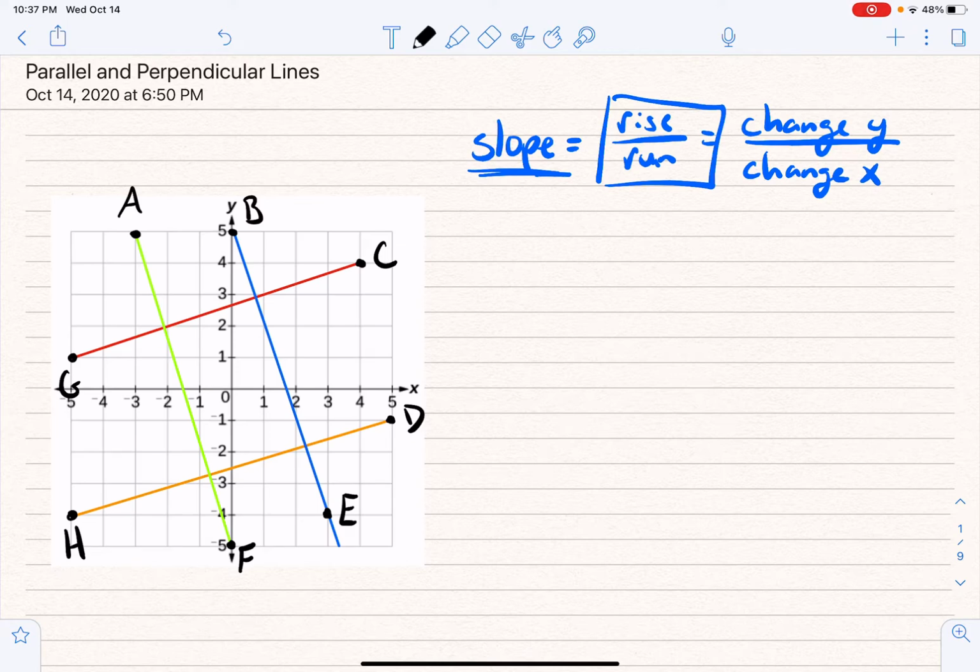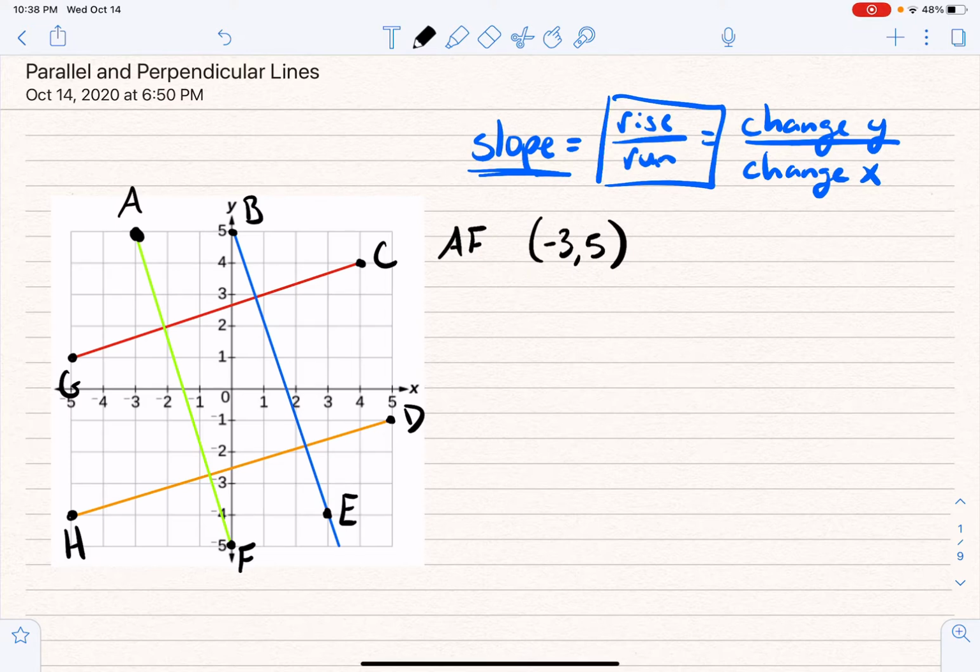So what I'm going to do is first find the slope of line AF. To do that, I've got to know where A is. I look, and A is at (-3, 5). That's where this point is right here.